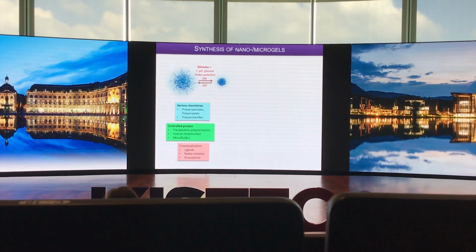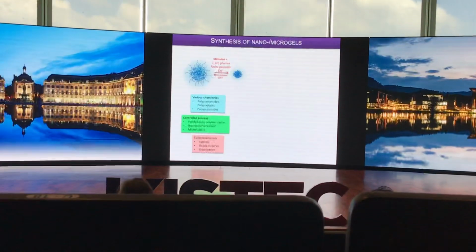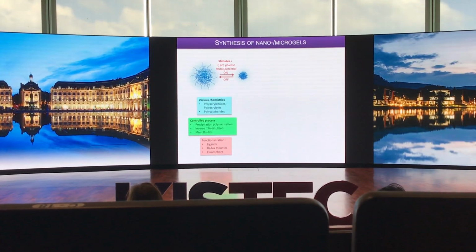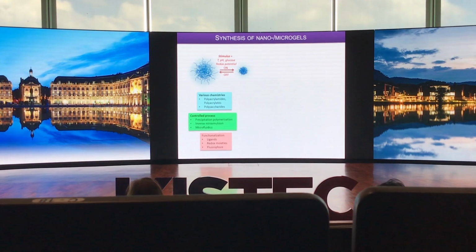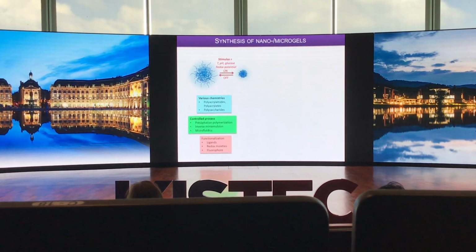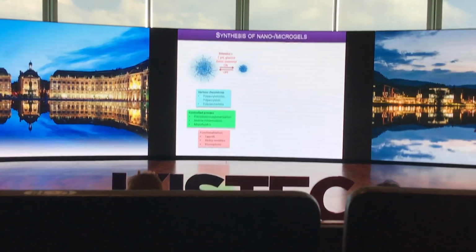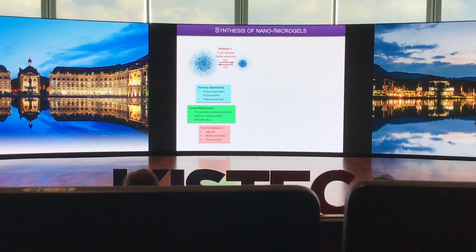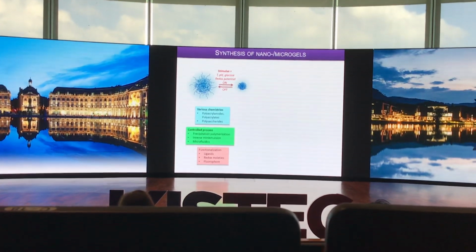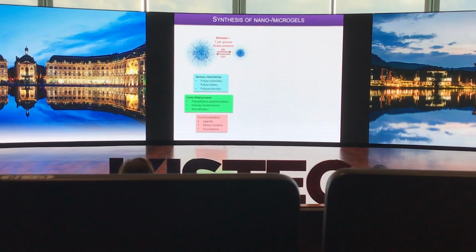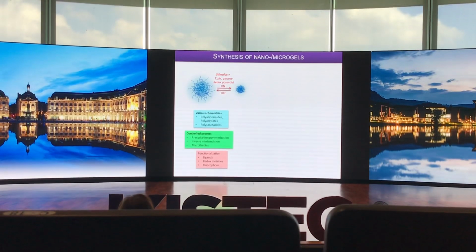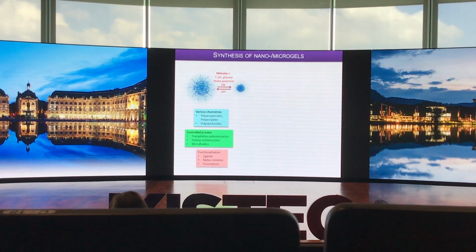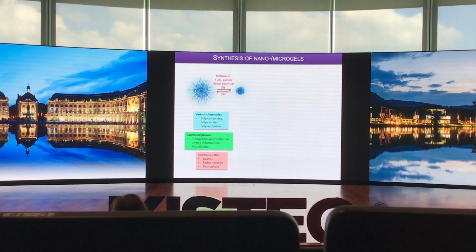We prepare some microjets using very classical chemistry, using polyacrylamide or polyacrylates. But this is mainly to drive new systems which are easy to prepare, and then we make physical chemistry, so we aim at understanding their behavior. But then once we have understood their behavior, we want to transfer this knowledge to some systems that could be applied, and especially applied to living systems.